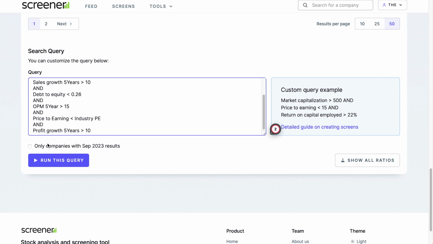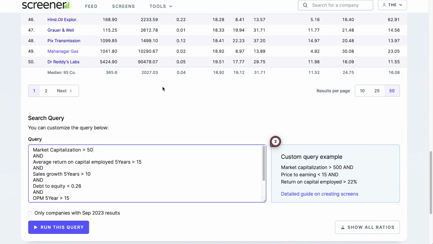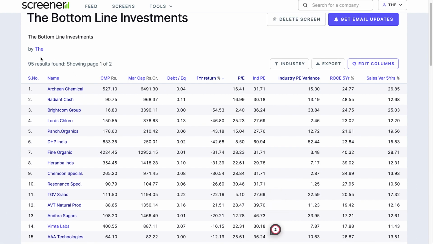This is one filter that you may or may not choose, which is to filter only those companies which have September 2023 results available. But that's not always a parameter that I take into consideration, because quarterly results do matter, but it is very difficult to keep track of every company every single quarter when the September results are out or any other December results are out. So without that filter, it brings me to a list of about 95 stocks.